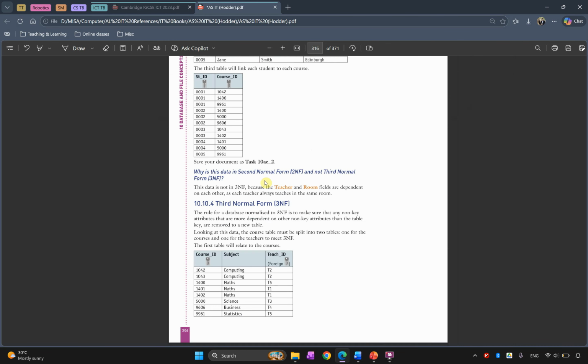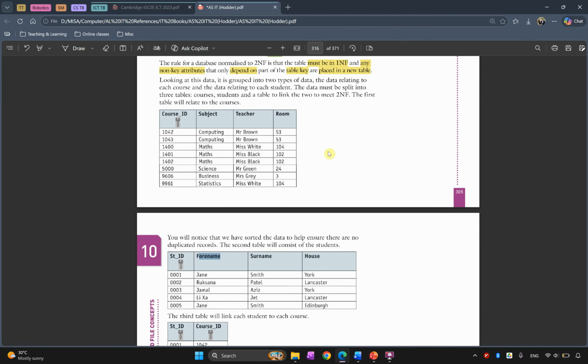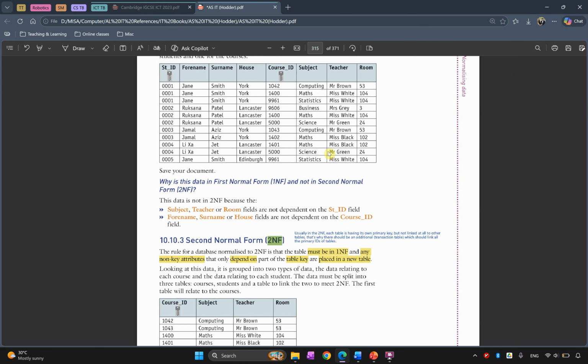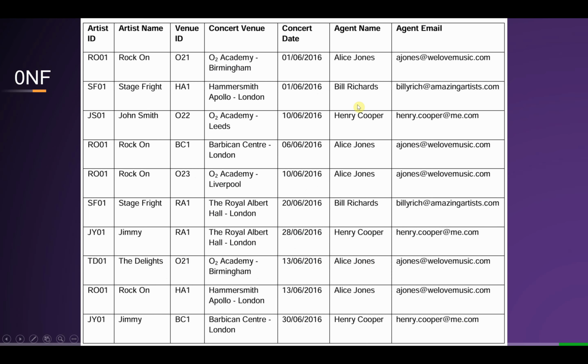So these are the points that you're going to use to create each step of its own normalizing form. I have one more example to explain to you. All right, I have this example that I want to explain to help you understand more about normalizing. So look at this table.